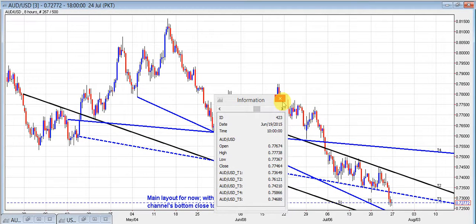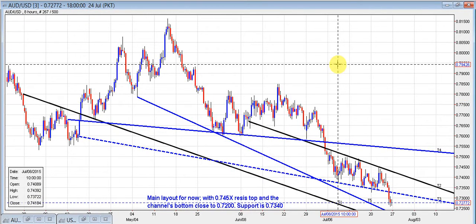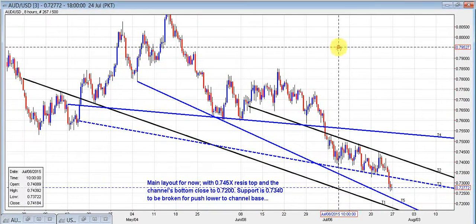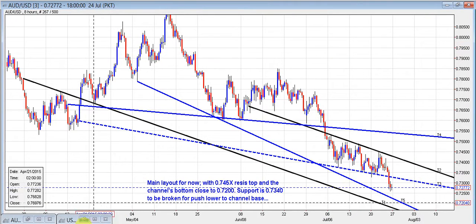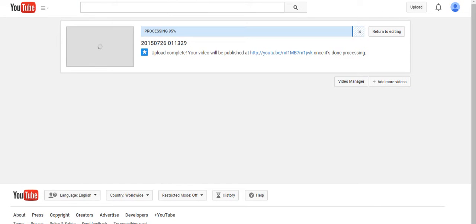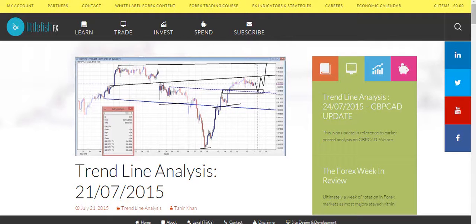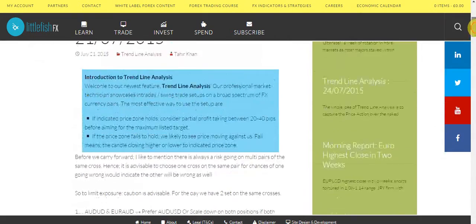Hello, everybody. I'm going to run down a few more setups that I took in the week that ended. A good one that I was spotting for quite a few days was Australian USD, and let me just show you. It was done on the 21st of July.